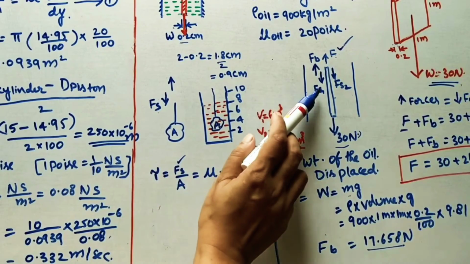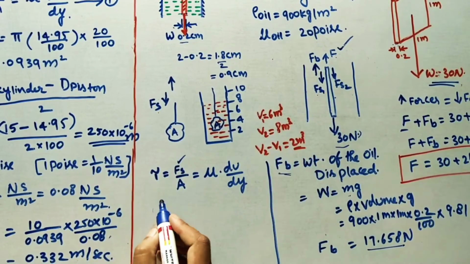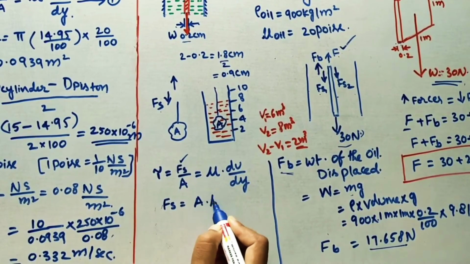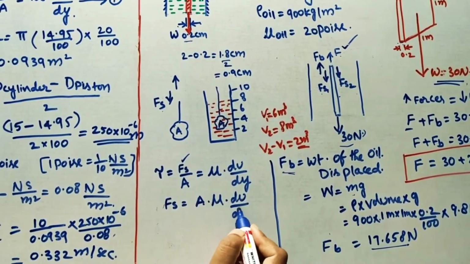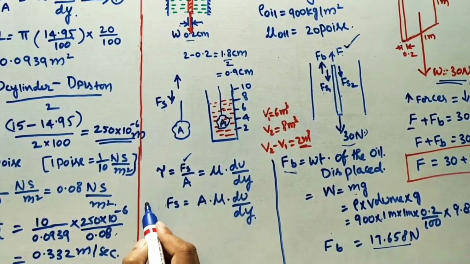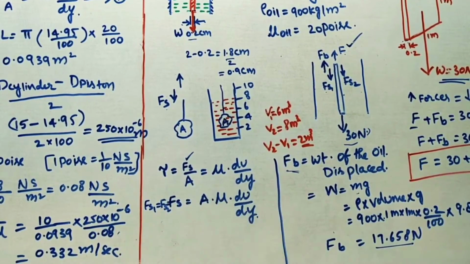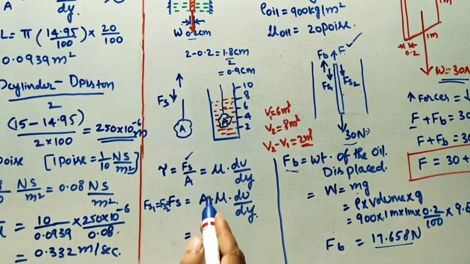So both sides, Fs1 and Fs2, are the same values. So Fs is equal to A times mu times du by dy. So it is also equal, Fs1 is equal to Fs2 is equal to this formula. Now what is the area of this plate?